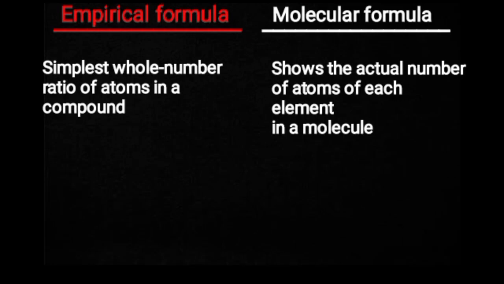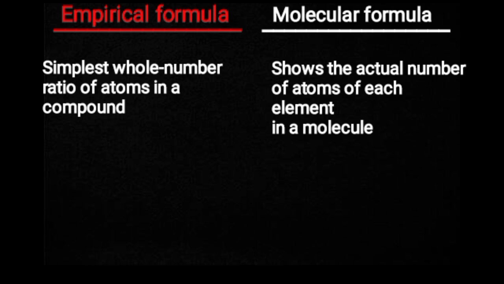So to start with, the empirical formula is the simplest whole number ratio of atoms in a compound, while the molecular formula shows the actual number of atoms of each element in a molecule.